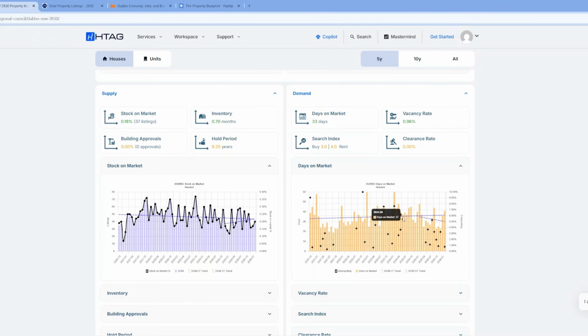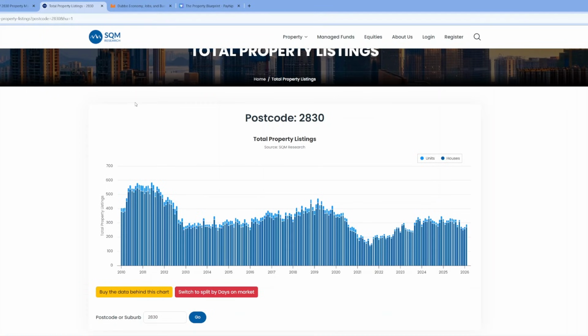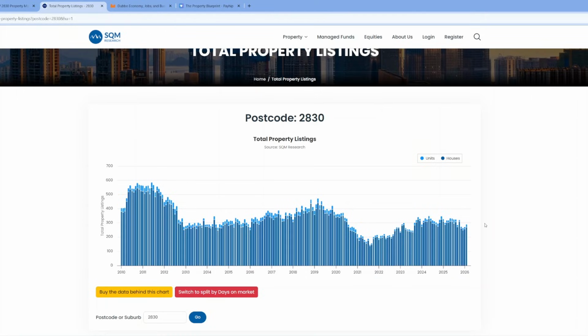Now, you don't only have to look at it on HTag. To look at stock levels, you can also go to SQM Research and go to total property listings, and you can search up the postcode of Dubbo or any other location that you find, and input that here, and then look at the amount of total property listings. You can see that since about 2024 down to 2026, and in recent times, we're seeing an especially elevated drop in the amount of listings of properties in this location. And hence, that is likely to lead us to more capital growth.